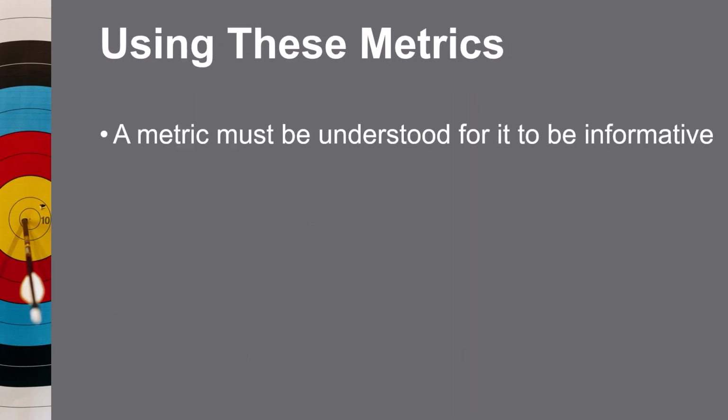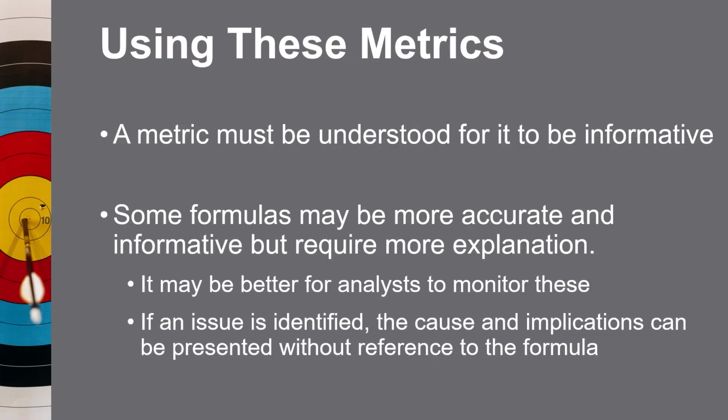Any metric must be understood for it to be informative. The cumulative forecast error, mean absolute error, and WAPE I began with are fairly easy to understand with a little explanation. The other formulas may be more accurate and informative in certain situations, but will require more explanation for general audiences. They may be better for analysts to monitor.